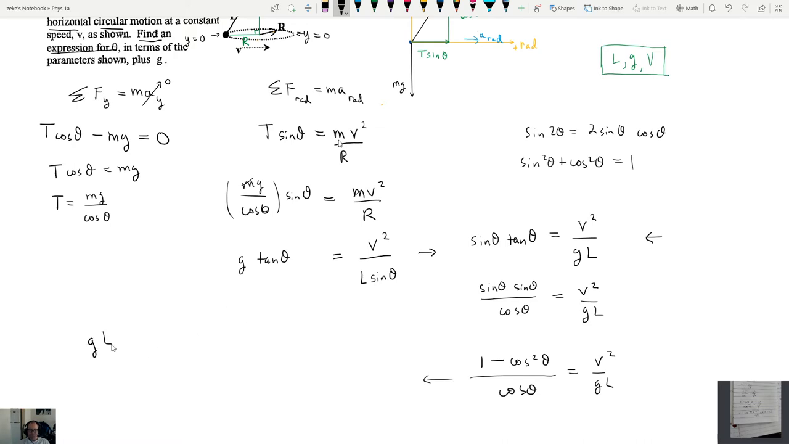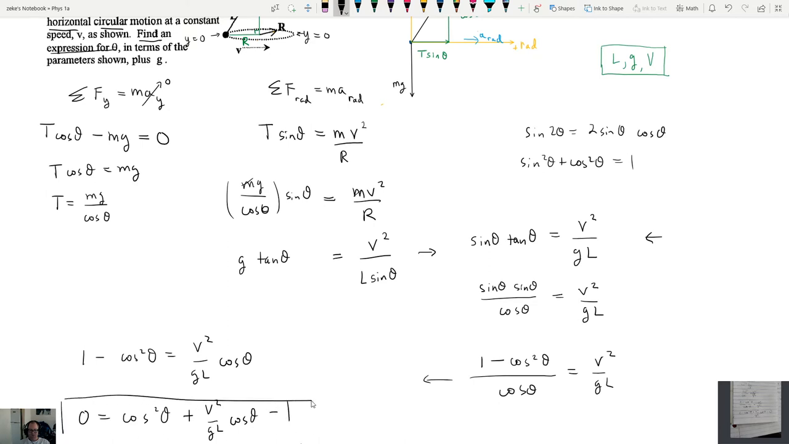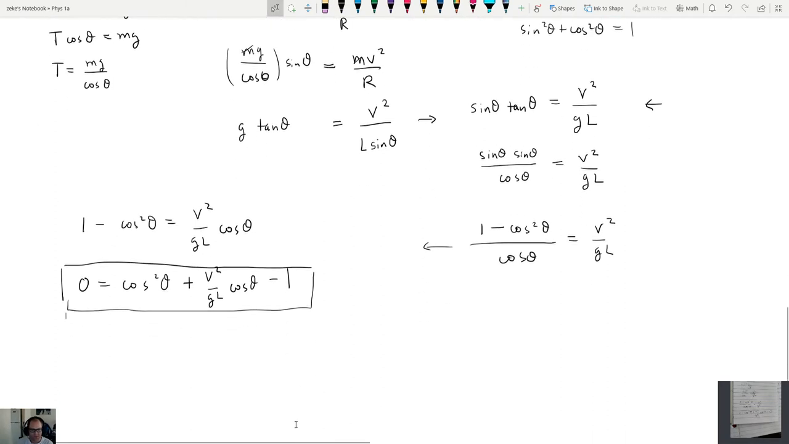You're going to have g times l... sorry, g times l over v squared. You know, that's a bad way to do it. Just multiply the cosine theta to the right-hand side, and you're going to get 1 minus cos squared theta is equal to v squared over gl cos theta, and then we just turn this into a normal quadratic relationship by getting everything on the same side, so you get 0 equal to cos squared theta plus v squared over gl cos theta, and then minus 1, and then you would just have to plug this all into a quadratic equation. You know, it would work, and you'd be solving for cos theta, so it would be something like this.